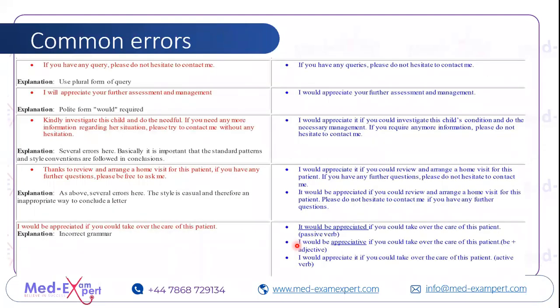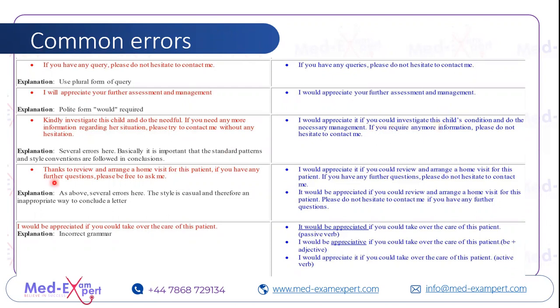Some of the most common errors we have are in the conclusion part. If you have any query, please do not hesitate to contact me. If you have any queries, please do not hesitate to contact me. So: query and queries. I would appreciate your further assessment and management. So don't use will, use would. And don't use should either. Instead of "Kindly investigate this chart", write "I would appreciate if you could investigate this chart."